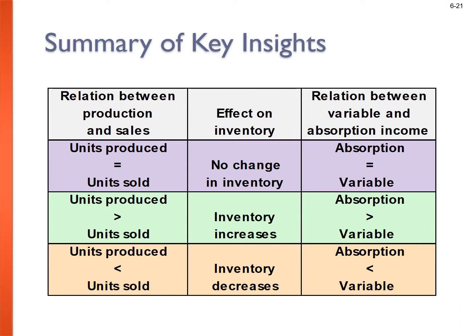When units produced are less than units sold, inventory decreases. This will cause absorption income to be less than variable because you will actually be expensing more than you produced because of the inventory decreasing. And we've just illustrated all of those items occurring.